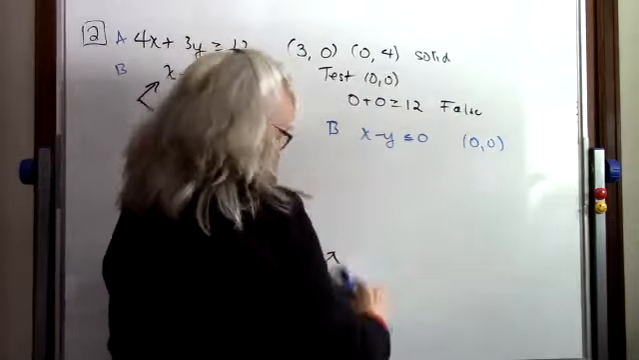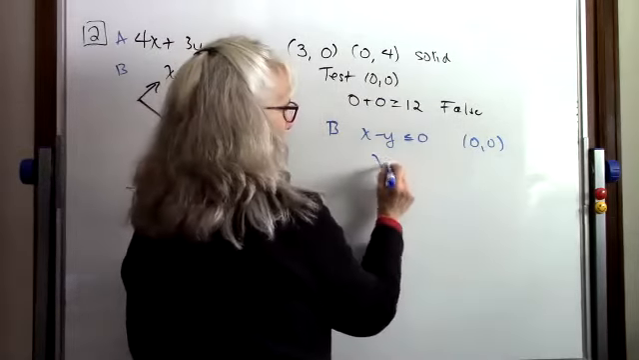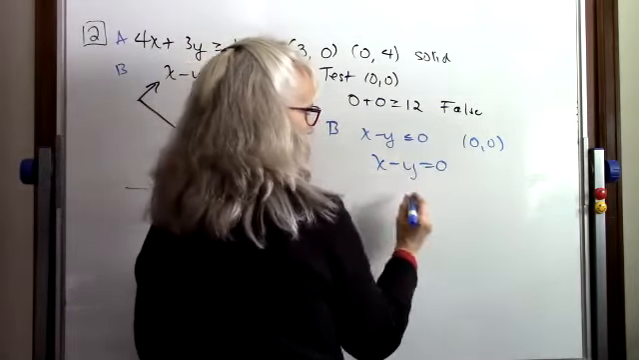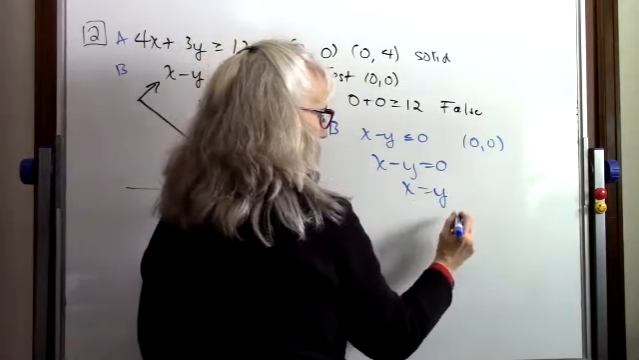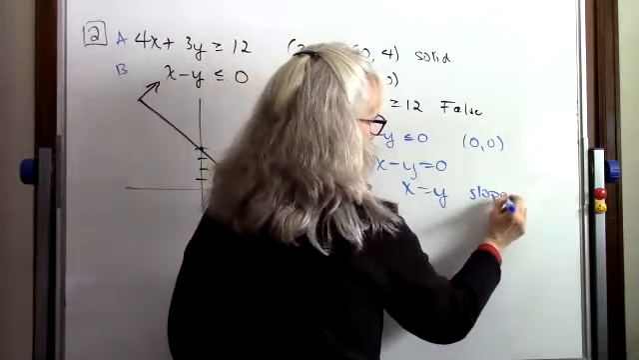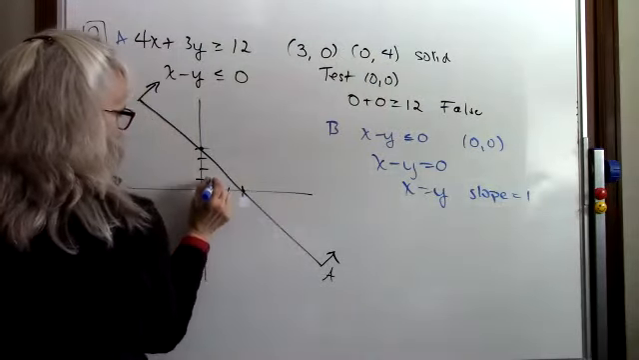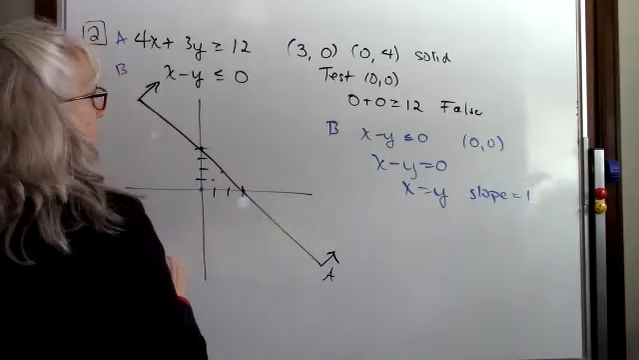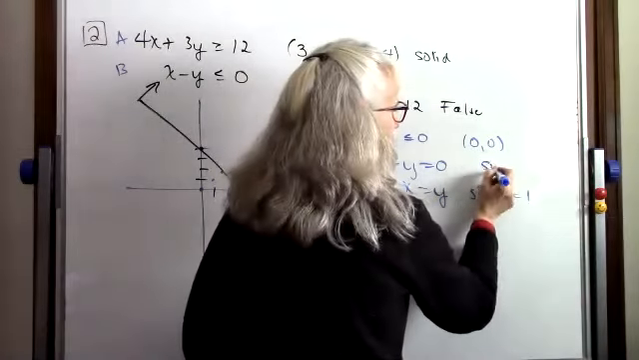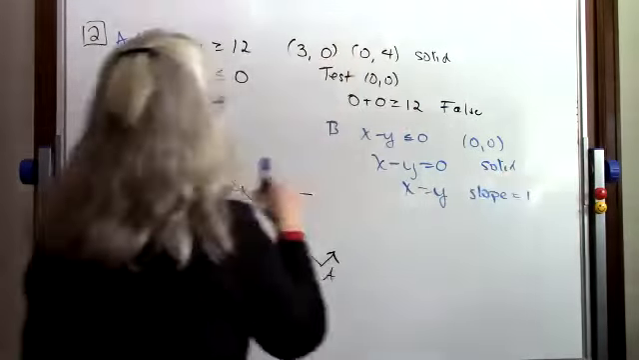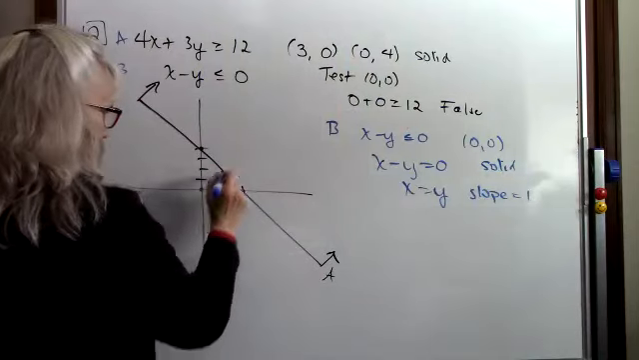So I have x minus y equals 0. X is equal to y. So we can see that we've got that slope of 1 again, going through the origin, up 1 over 1, up 1 over 1. Still solid because of the inequality from the beginning. So it comes through and does this.